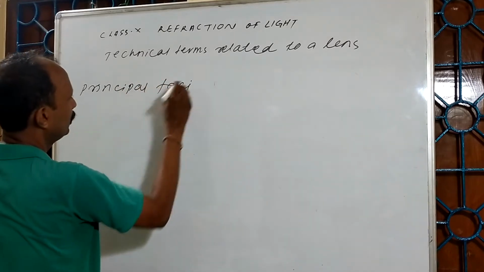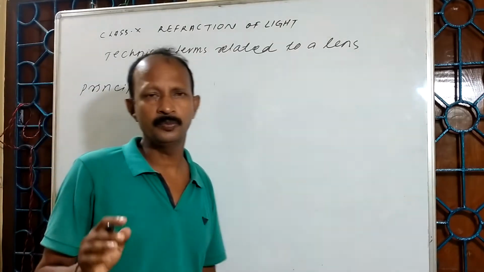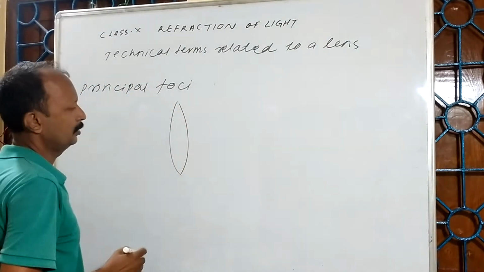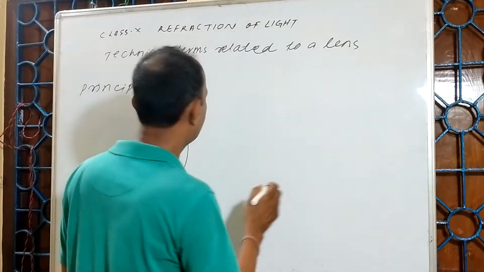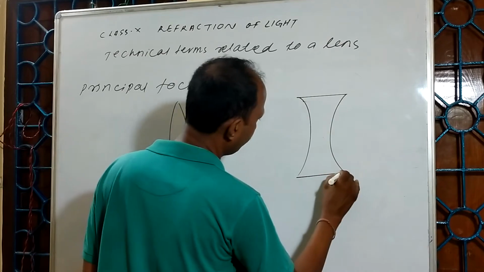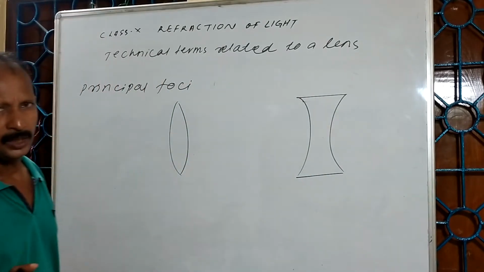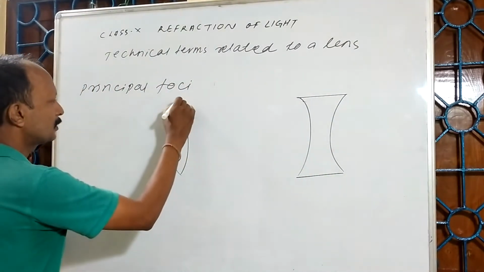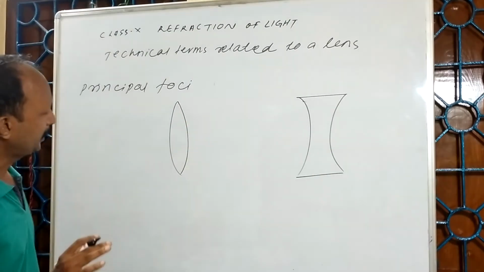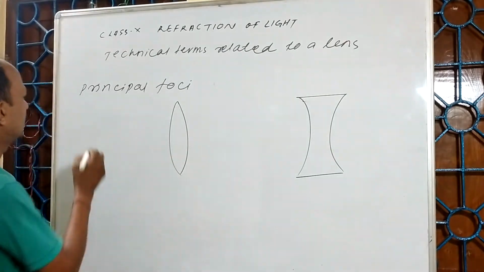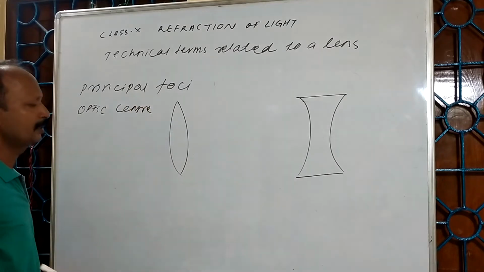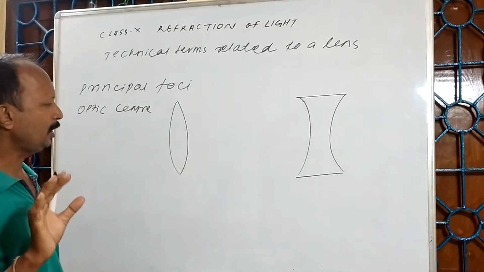Principal foci means focal point. Now you see, suppose this is a biconvex lens or equiconvex lens I have taken. This is equiconcave lens I have taken. So in this case, before saying the foci, it is better I shall tell about the optic center. Listen carefully about the optic center.